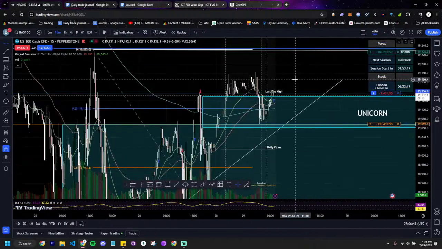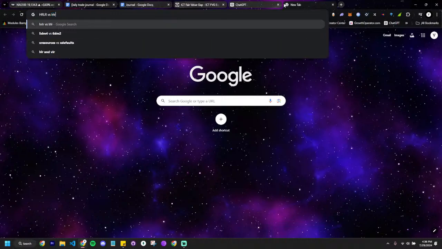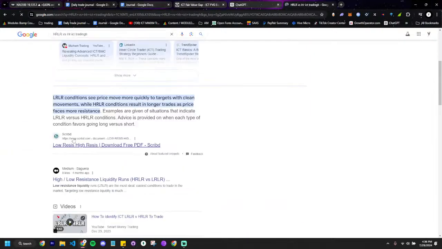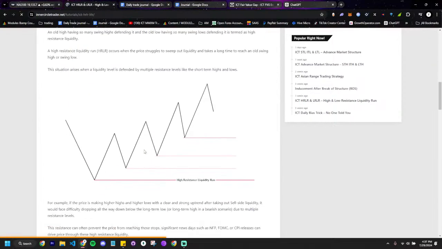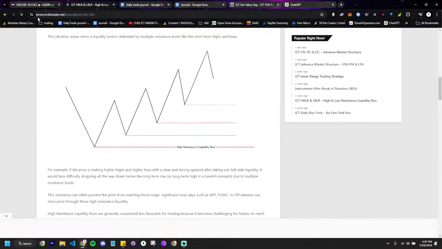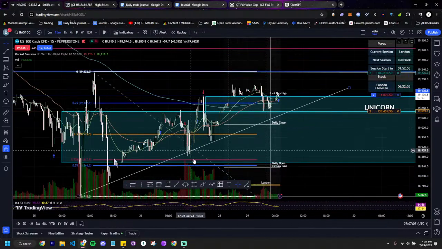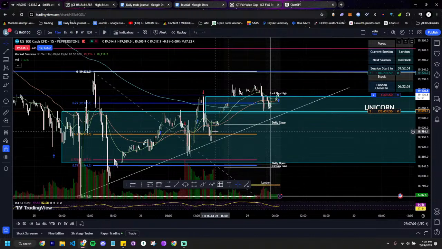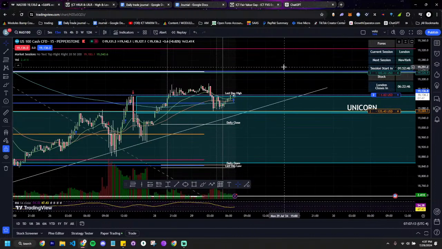So it seems like we are breaking structure. So let me show you guys something. High resistance liquidity run versus low resistance liquidity run, ICT trading. Right? So for example, where is it? Right here. So over here, you can see that we have a bunch of high resistance liquidity runs. So we have more confirmation, but we also need to be in a high volume market area. For example, that is something like the New York session.